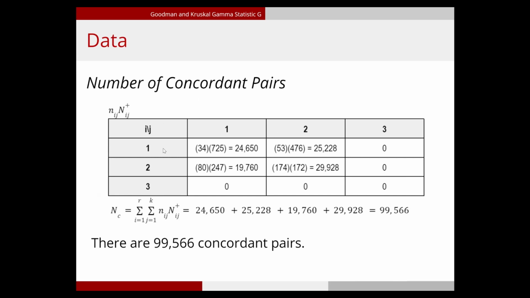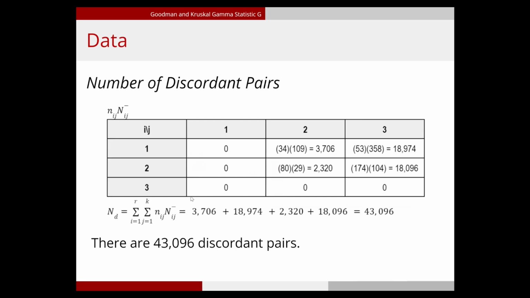this: from row 1 and column 1, you get 34 times 725, and that's equal to 24,650. And for row 1 and column 2, you get 53 times 476, which is equal to 25,228. And for row 1, column 3, we get 0 since yung third column ng n plus ij table is naka-zero out na siya. So, taking the sum of its products, we get 99,566 concordant pairs, total number of concordant pairs.